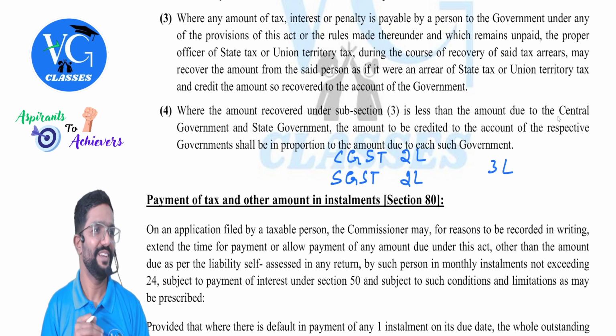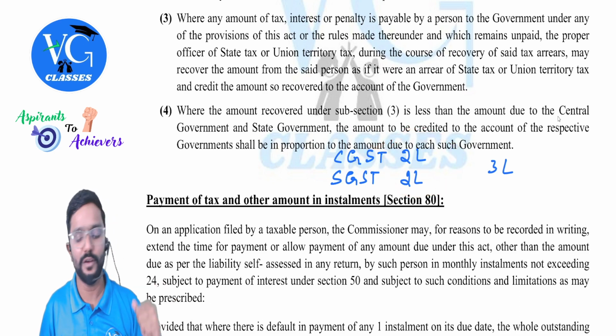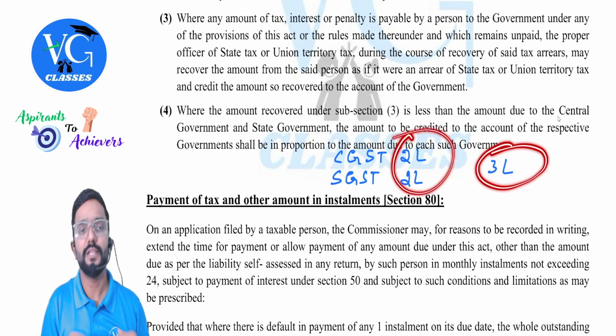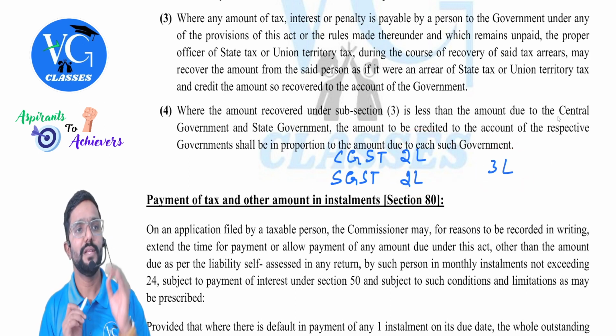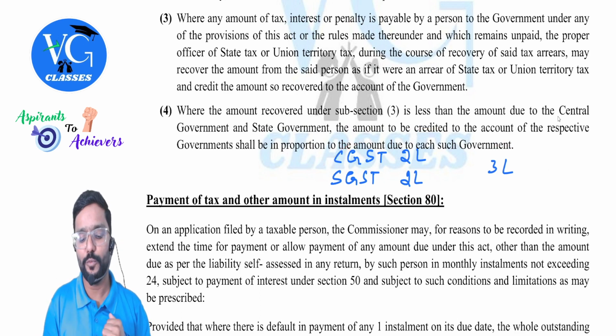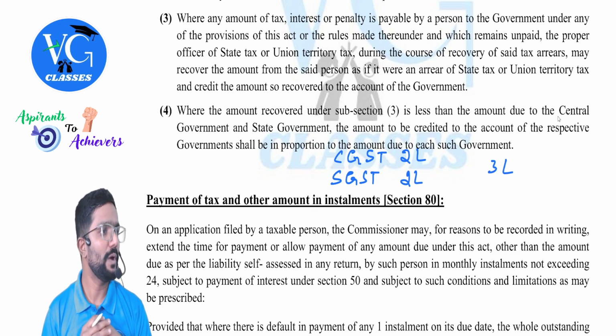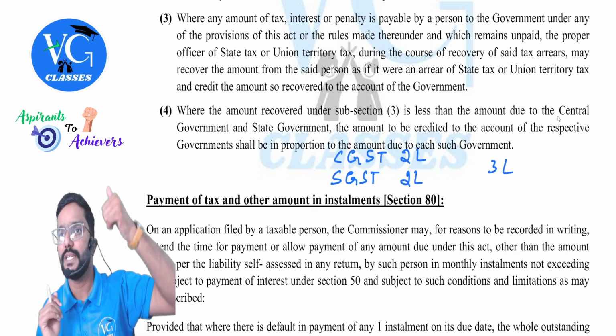Yeah? No. You need to divide that in this ratio. What is the amount due to each government? No. You need to divide this 3 lakh in this ratio. So in simple, 3 lakh into 2 by 4 will go to central government. 3 lakh into 2 by 4 will go to state government. In simple, 1.5 lakh each. 1.5 lakh each, guys. Is that clear?